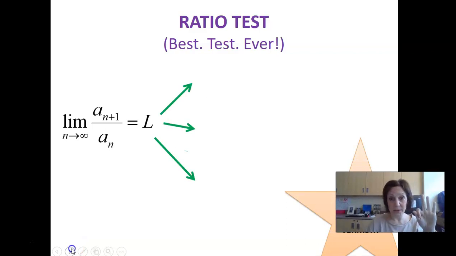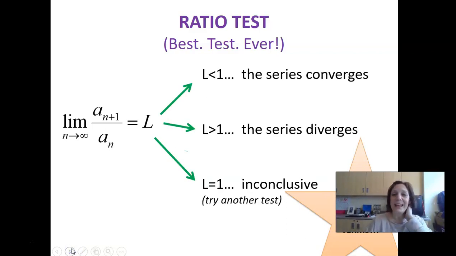One of three possibilities. If the thing that comes out of this limit is less than 1, we know that the series converges. Now think about what that means. If this is less than 1, that means this term up here was smaller than this term down here.